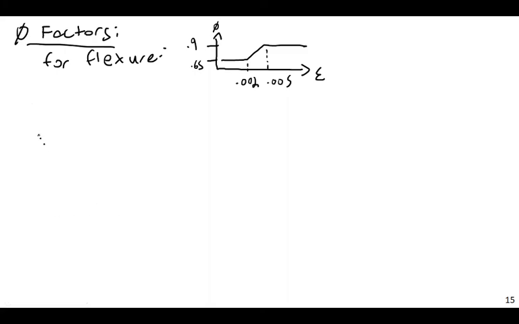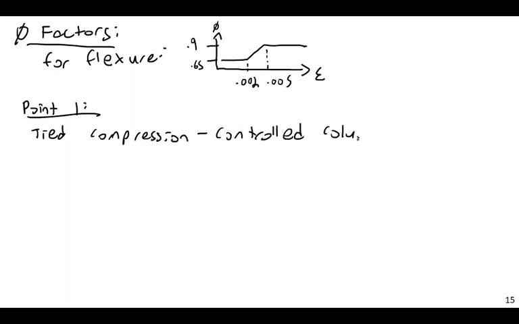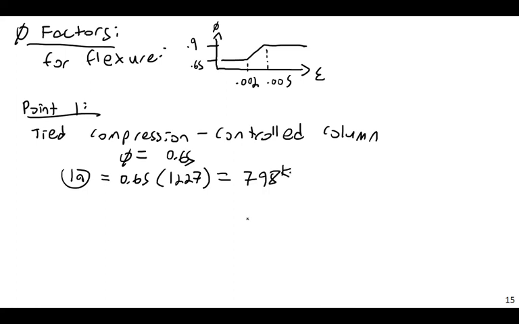So let's see here, point 1. Well, this is going to be a tied compression-controlled column. And so this means that phi is equal to 0.65. So that means I had point 1, but now 1a, I'm going to put on the chart, is going to equal 0.65 times 1227, or equals 798 kips.